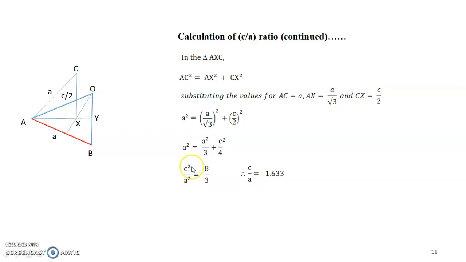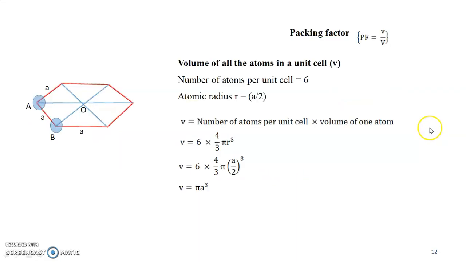Finally, if we simplify, we get c square by a square equals 8 by 3. So c by a equals root of 8 by 3, its value is 1.633. Now we have calculated the c by a value for the HCP unit cell, its value is 1.633.